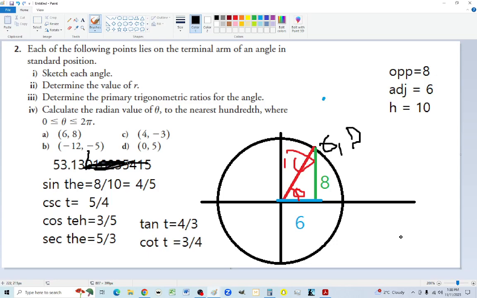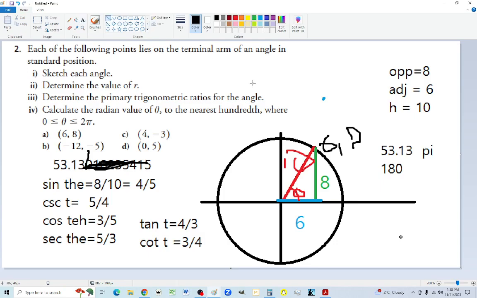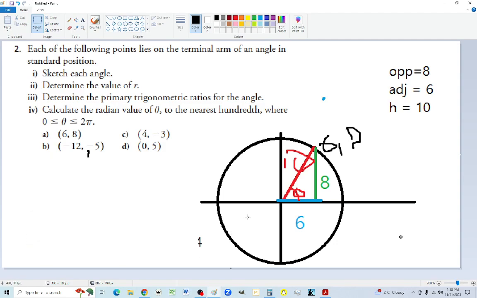It's 53.13. And you might say, well, what if they want it in radians? It's a good point. 53.13 divided by 180, and throw the word pi in front. If you cannot simplify that more, or don't want to, this is a perfectly legitimate answer. That's in pi radians.